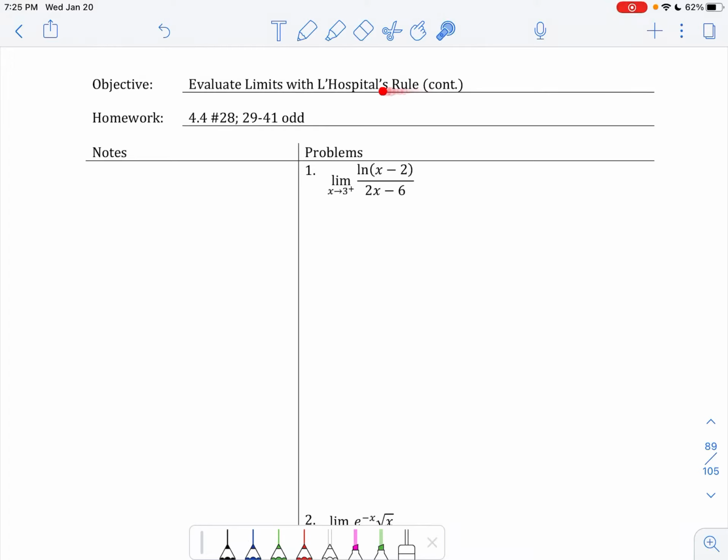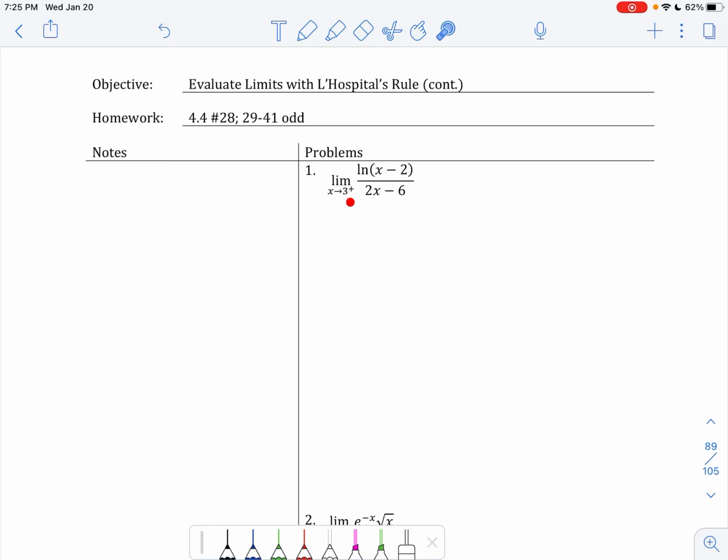Hello all. As I said, we would do another day on L'Hopital's to get that additional practice in. It's nice for limits, it's nice for derivatives. Again, you're doing from 4.4. In this case, 28 is the presentation. So we're going to look at here.